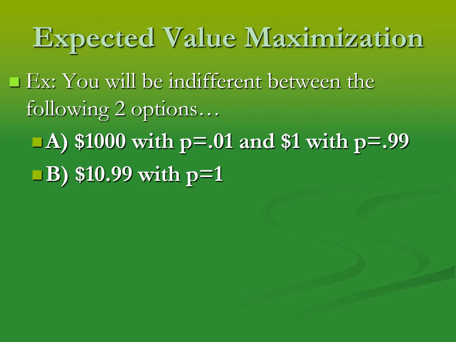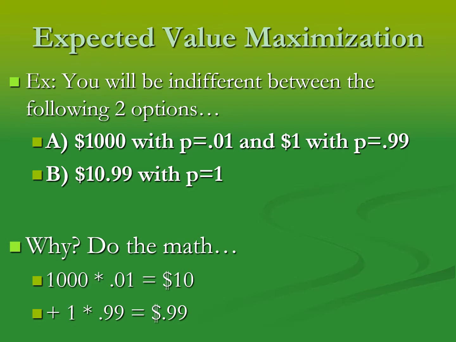Why? Well, option B is easy. It's worth $10.99. Option A, what do we do? We just take our outcome, multiply it by the probability, and add it to the other outcomes multiplied by their probabilities. So we take $1,000, multiply it by the probability of 0.01, and that's worth $10 to us. And then we take $1, multiply it by a probability of 0.99, and that's worth 99 cents to us. And so what we end up with is a situation where option A is worth $10.99. Option B is as well. Let's take this tool and walk through a famous thought experiment here.